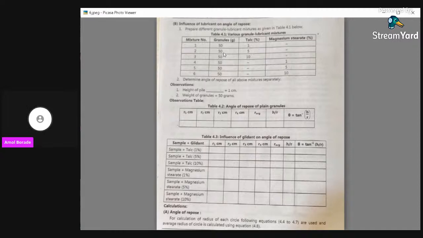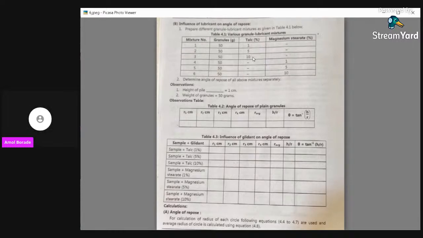Similarly, with the next batch, again take separate 50 gram granules and add 5% of talc. You will get a blend. Follow the same procedure and get the circle onto a separate graph paper. Every time you have to take a separate graph paper with a separate sample. The next batch will be 50 gram granules plus 10% talc. Make a blend, mix it properly, and follow the same procedure by pouring it into the funnel, and you will get the circle from that heap.